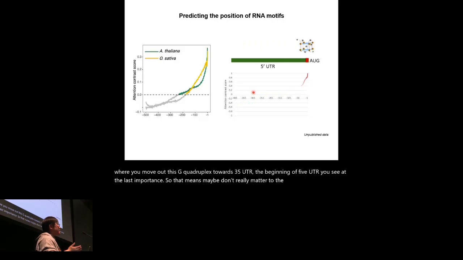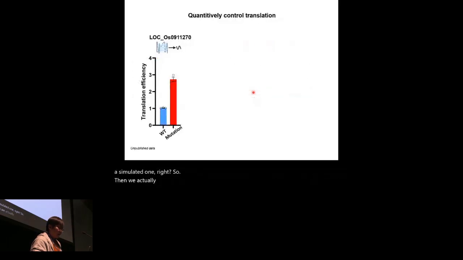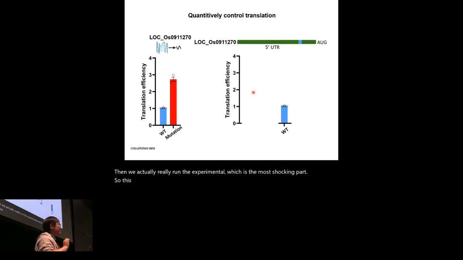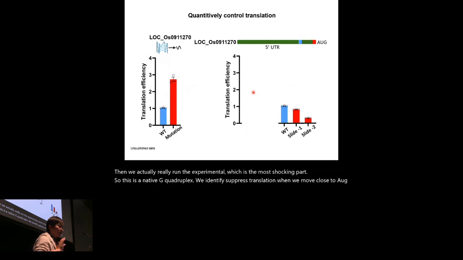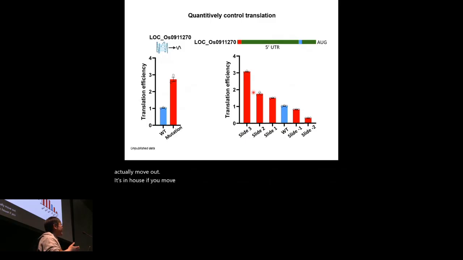Okay, so this is a simulated one, right? Then we actually run the experiment, which is the most shocking part. This is a native G quadruplex. We identify suppressed translation. When we move close to the AUG, even pretty close by, you see translation suppression. When you move out, it's enhanced. If you move out towards the beginning of the 5' UTR, you completely lose the inhibition of translation.